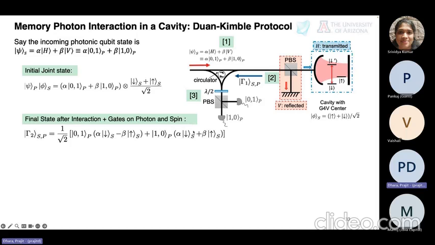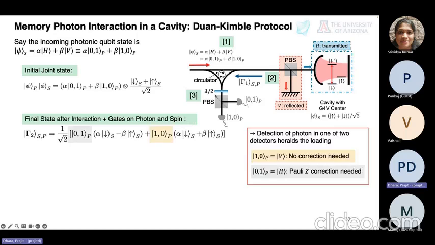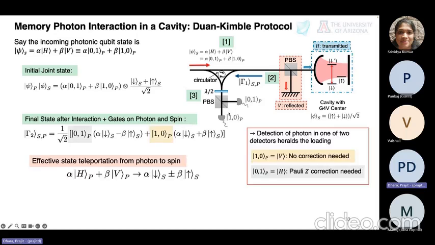Now, if I measure the reflected photon in a rotated basis, I can teleport the state of the photon onto the state of the spin with up to an additional phase correction, which is dependent on what photon I detect over here. So you can see that in this process, if the photon, instead of it just being a pure state, was also entangled to another photon at the other end, I can now entangle that unmeasured photon or unreflected photon with the cavity.